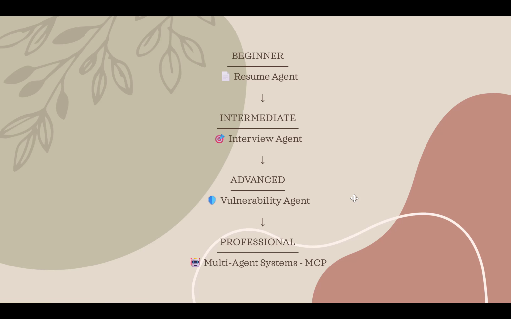After advanced, you can move to the professional level and choose the multi-agent systems project, which is MCP. A multi-agent system consists of multiple specialized AI agents working together to complete complex tasks. With MCP, the Model Context Protocol, agents can securely connect with tools, APIs, databases, and other agents.